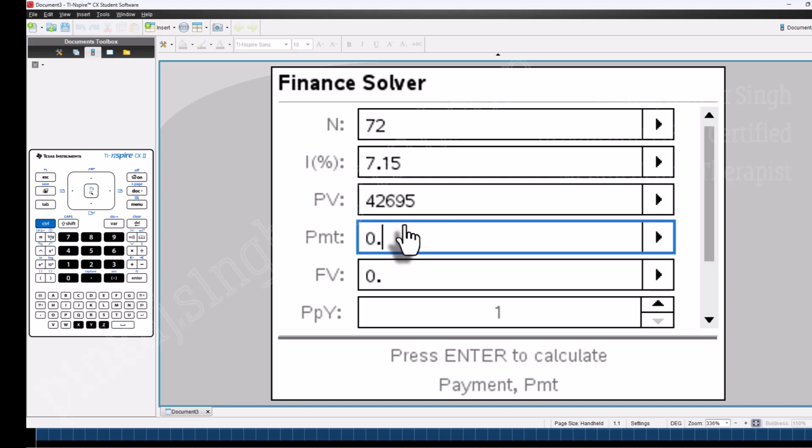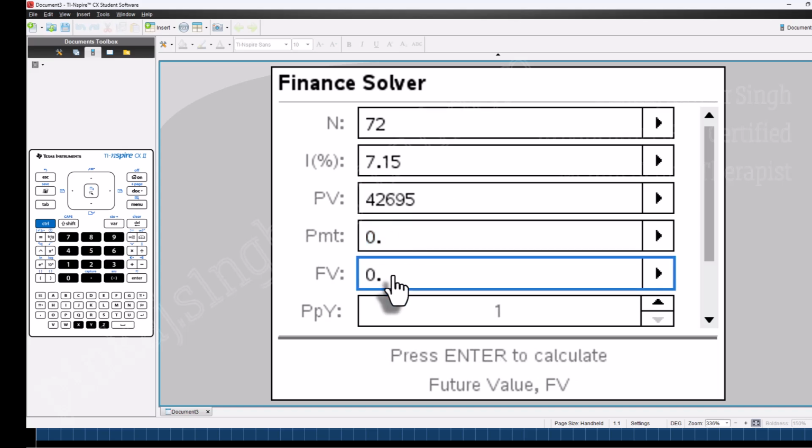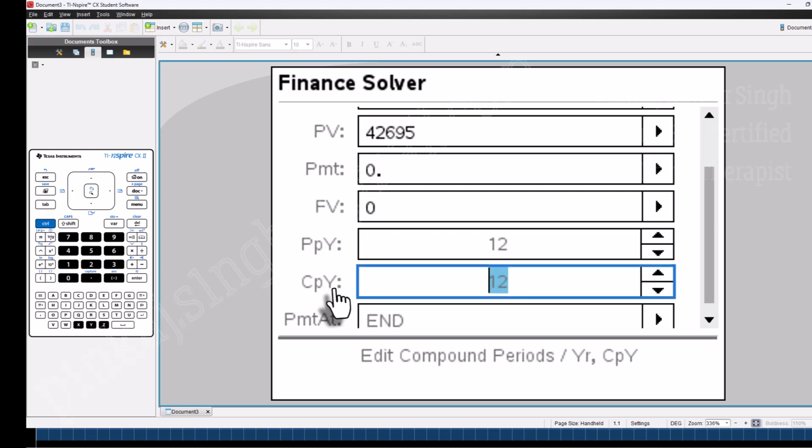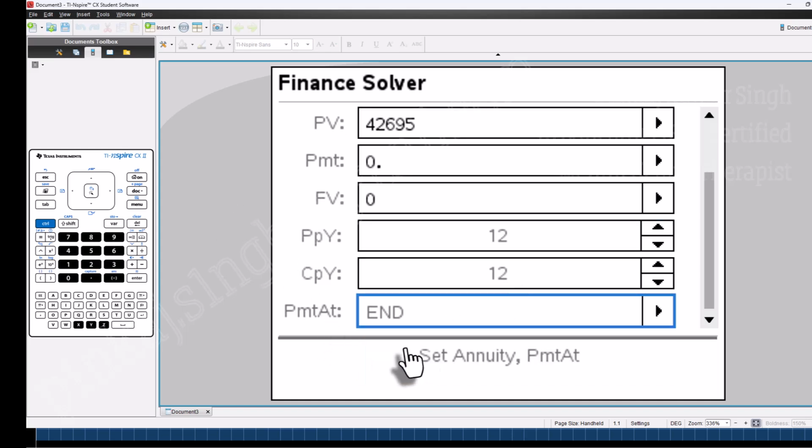And the payment per month, which is what I need to calculate. The future value is going to be 0 because Rahul is going to be paying off the entire loan. Payments per year is 12 because every month he's making a payment. So for 1 year, there'll be 12 payments. Generally, the compounding per year will also be 12, unless he specifies in the question that the compounding has been done differently compared to the payments per year. So here we have 12, and the payments are made at the end of the month, and therefore we can go ahead with 12 over there.